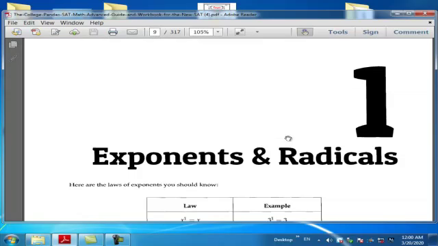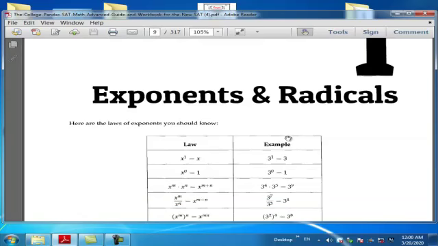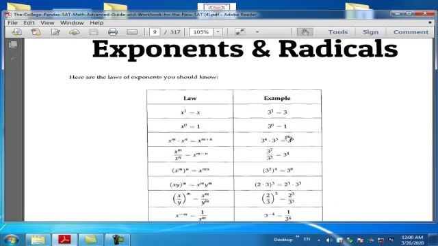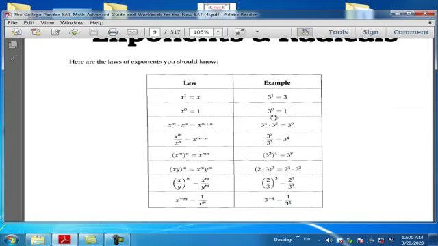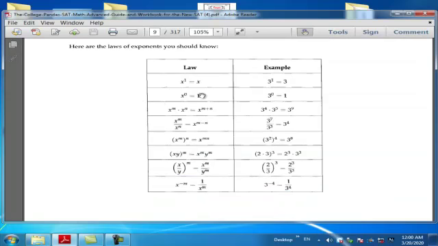Take care of yourselves. The exponents and radicals, at the beginning on our first page, that is the law that everything to the power of 1 equals itself. So for example, 3 to the power of 1 equals 3. And any number in the world to the power of 0 equals 1, except 0. We know that from the beginning.